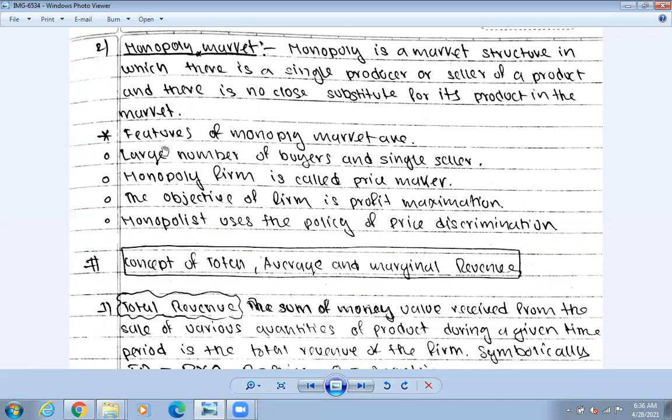So what are the features? A large number of buyers. There are always many buyers, but how many sellers? There is only one single seller. If there is only one seller, it is called a monopoly market.